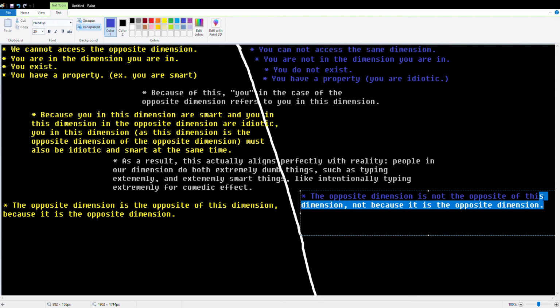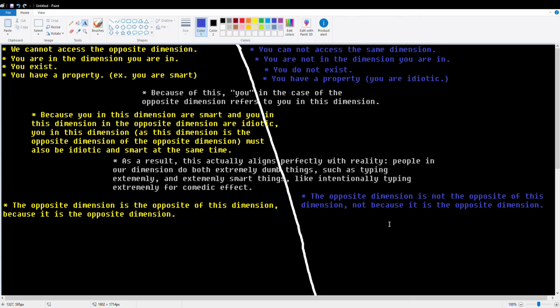Oh my gosh, yes, I love when lines end on the same pixel. I love when two lines end on the same pixel. It's just so satisfying to look at. Anyway.